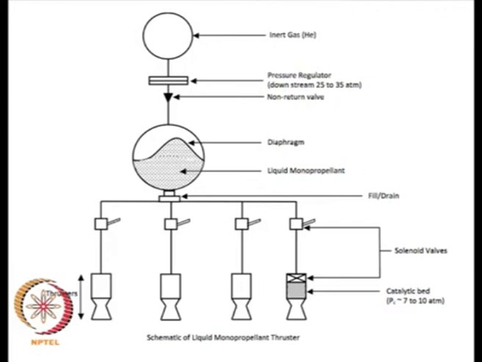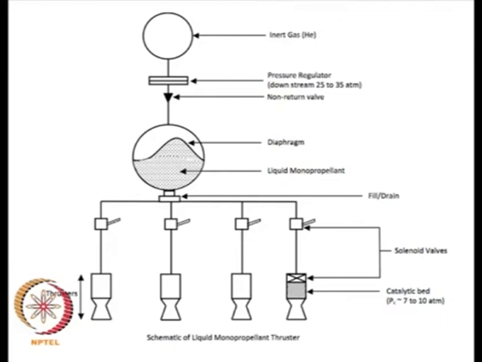Then you have a pressure regulator which regulates the downstream pressure. The pressure in the inert gas bottle is typically of the order of 350 bar. So, from 350 bar, you come down to something like 25 or 35 bar, and then you have this liquid monopropellant tank. You have a diaphragm here. That is basically to ensure that most of these monopropellant systems are operated in space or under very low gravity conditions.